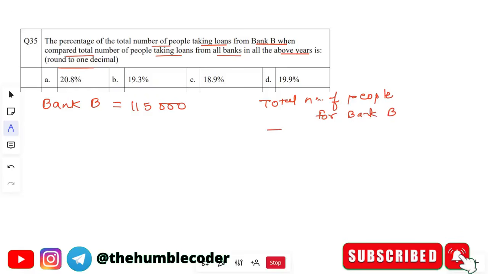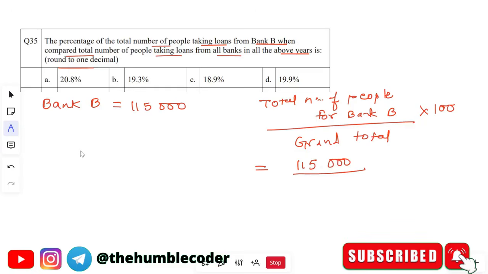divided by the grand total, which is for all the banks. And this will be multiplied by 100, which will give us the final answer. So let's substitute the values. We have already found the value for bank B, which is 115,000, and the grand total is the summation of all the people in A, B, C, D and E.